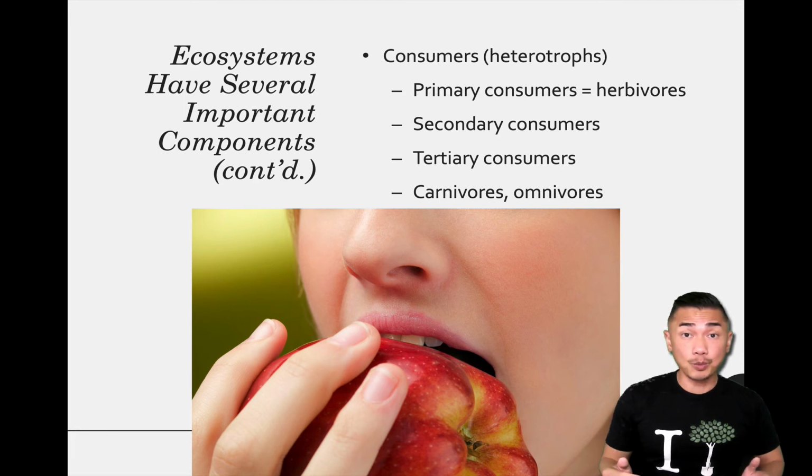Then we have consumers. Consumers are also called heterotrophs, and they depend on other organisms for food. For example, primary consumers feed on primary producers like plants. They're also called herbivores. You also have secondary consumers that eat primary consumers, and tertiary consumers that eat secondary consumers. Carnivores that eat other animals and omnivores that eat other animals and plants are all considered consumers.